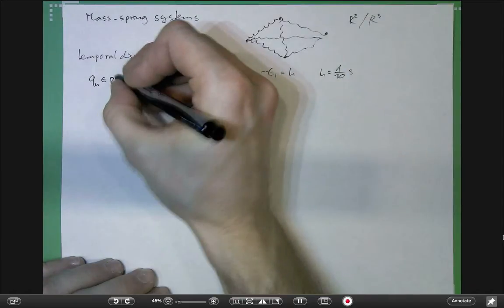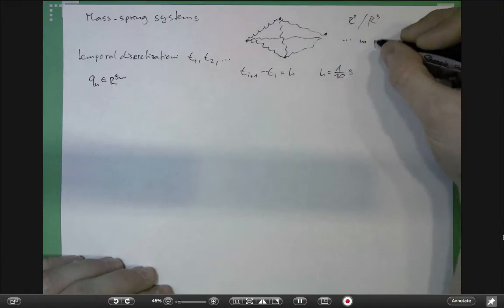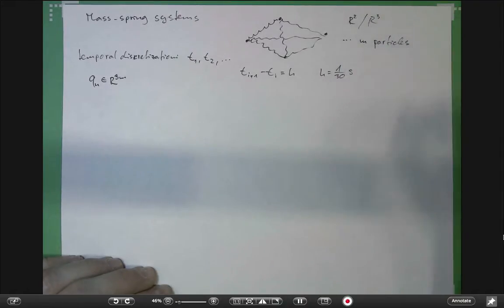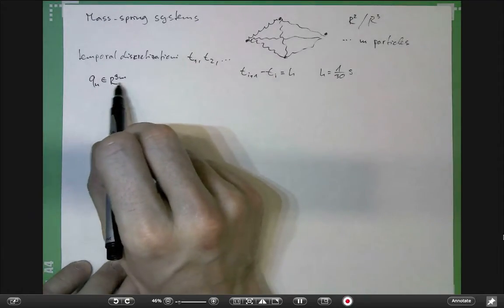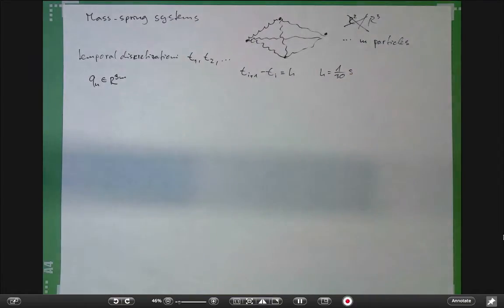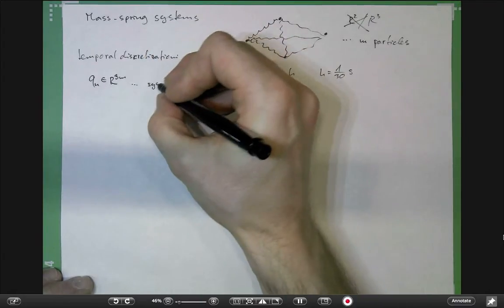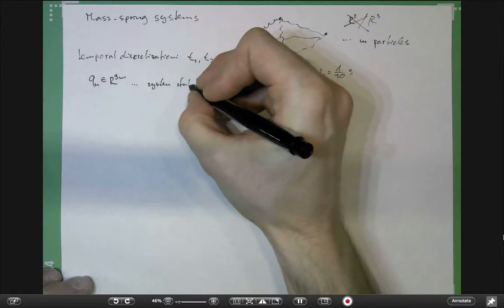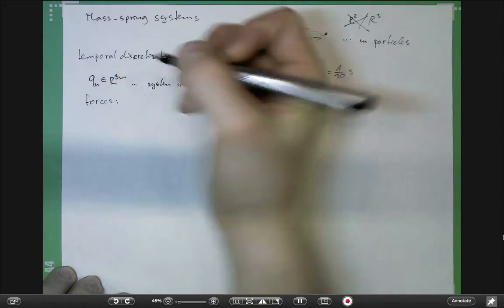So let me write it down. So if I have m particles, let's say that I have m particles here. Then the state of the system is going to be a 3m-dimensional vector, because let's say I'm in R3, in 3 dimensions. So I have 3 coordinates for every particle, x, y, z, right? So this is the system state at time Tn, right? And let's assume our forces are purely position dependent.